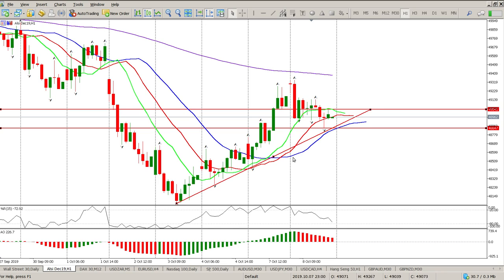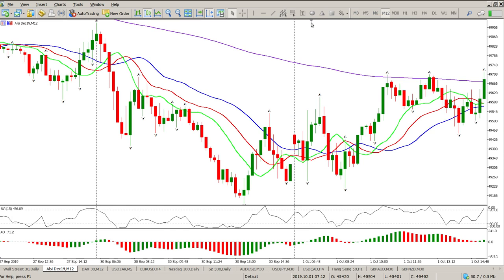So this area here is fairly interesting. Depending how we break this fractal, if it just hovers like this for the first hour and then moves to the downside, that'll break the fractal and the trend line. Double whammy, which will give you a little bit more confidence.